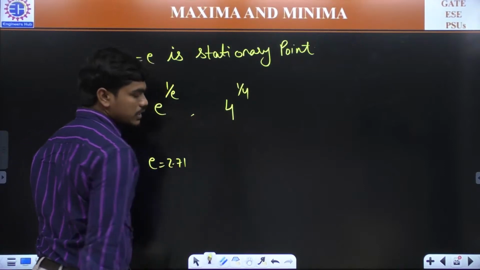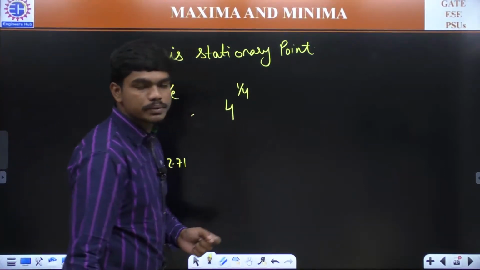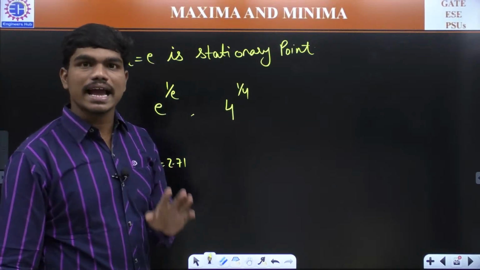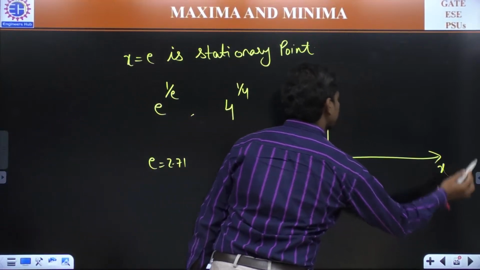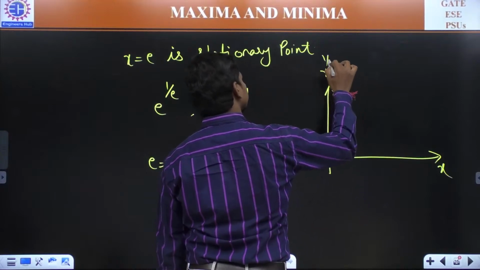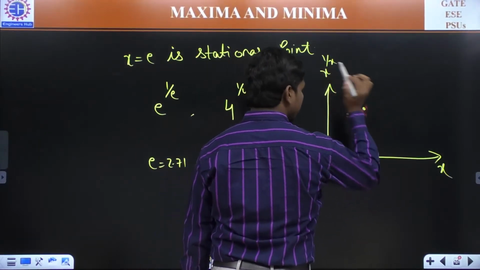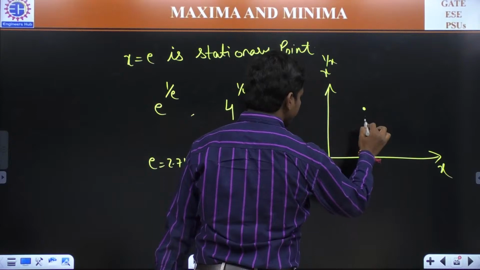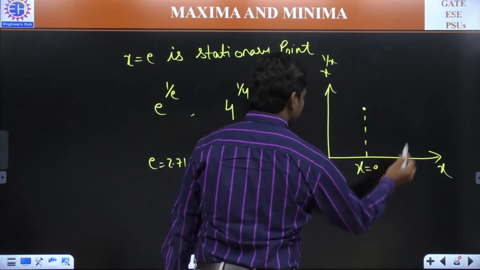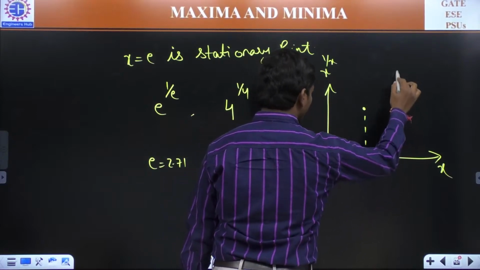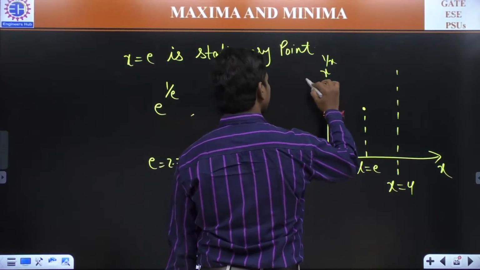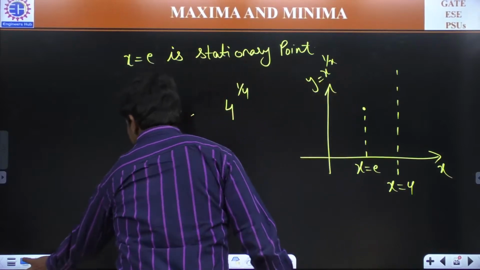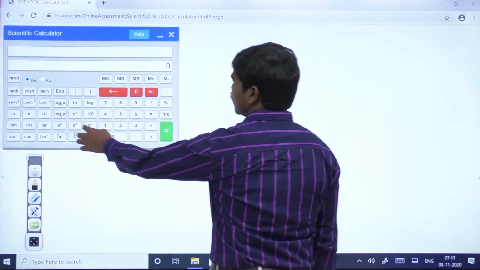towards the right side of the axis. Let us calculate these two values using a calculator, because in the GATE examination we have access to a calculator. Correct? So if this is x and if this is x power 1 by x, definitely at this point either maximum or minimum occurs, where at x is equal to e. Now let us also calculate the functional value on the line x is equal to 4, and this is y is equal to x power 1 by x. Let us take a calculator and let us calculate.